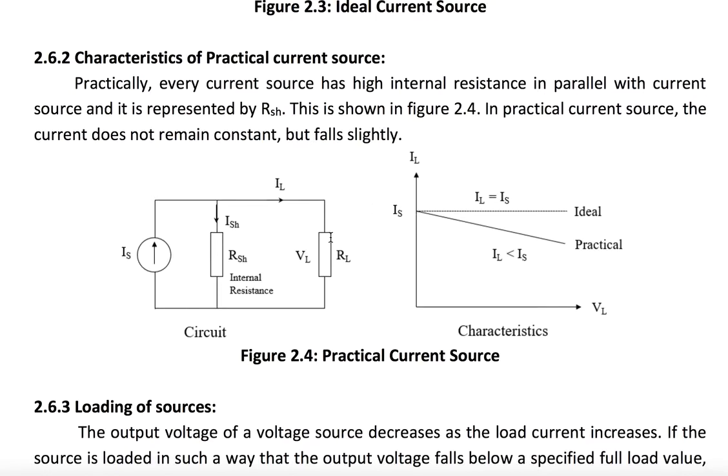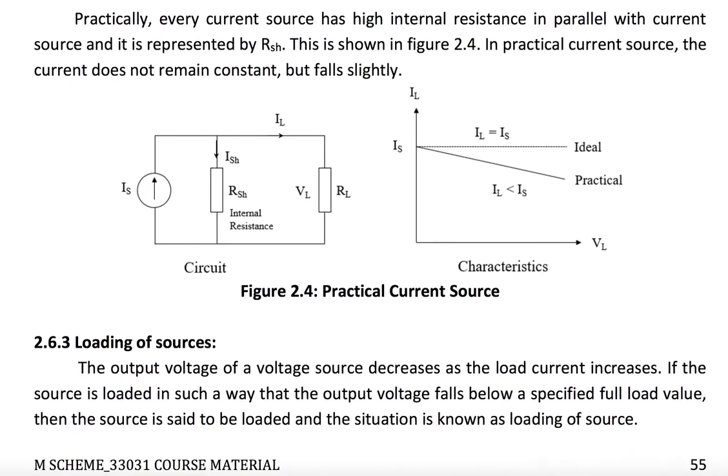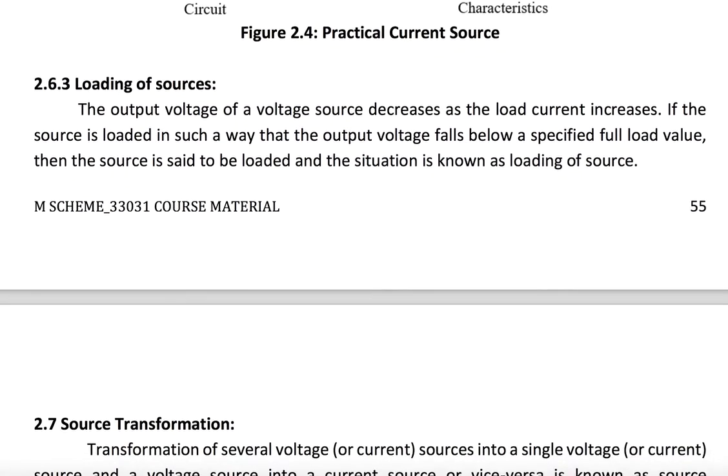When RL is not zero, that is, when VL is not zero, as VL increases, this current drops. Okay, right. Loading of sources: the output voltage of a voltage source decreases as the load current increases. If the source is loaded in such a way that the output voltage falls below a specified full load value, then the source is said to be loaded, and the situation is known as loading of source.